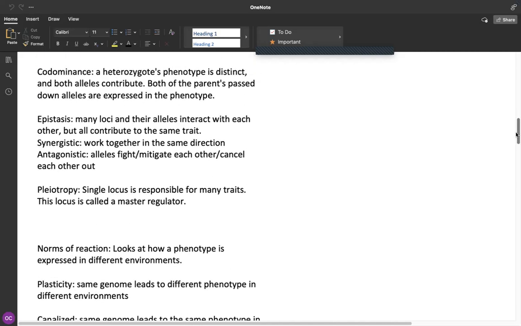Codominance is when a heterozygous phenotype is distinct. So both the recessive and dominant alleles are contributing to that phenotype. Both of the parents' passed down alleles are expressed in the phenotype. We don't have dominance, where if they're heterozygous, the dominant allele wins out to determine the phenotype.